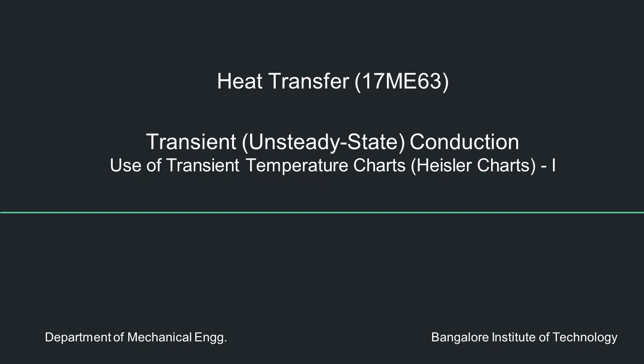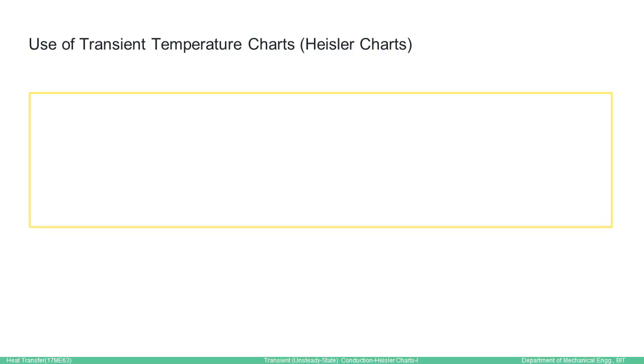Dear students, in this session we will get familiar with the use of transient temperature charts or Heisler charts. Lumped system analysis assumes negligible internal thermal resistance. That means there is no temperature gradient within the solid element.